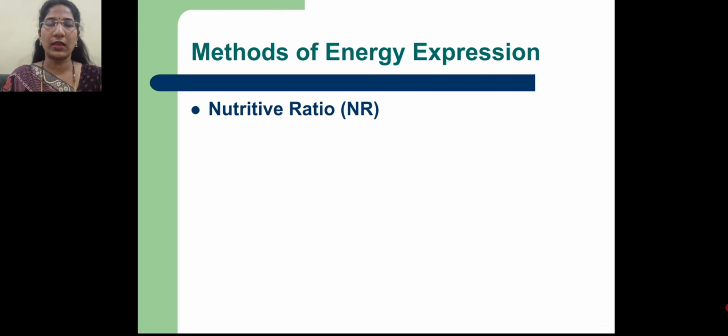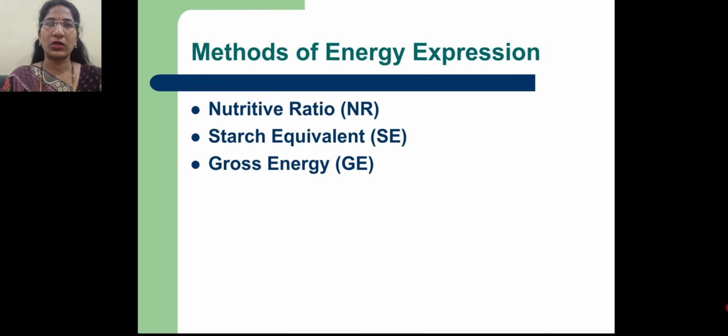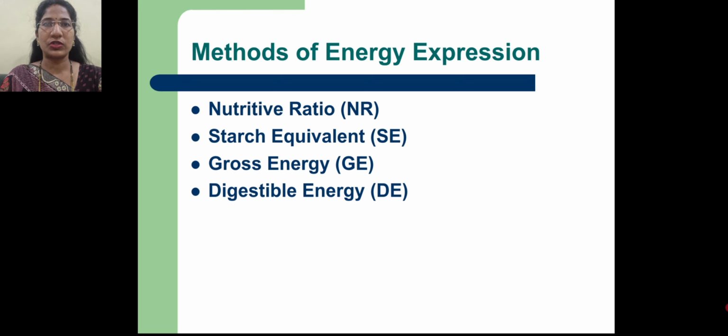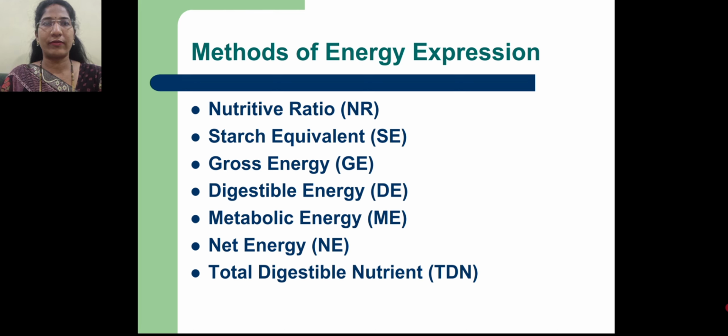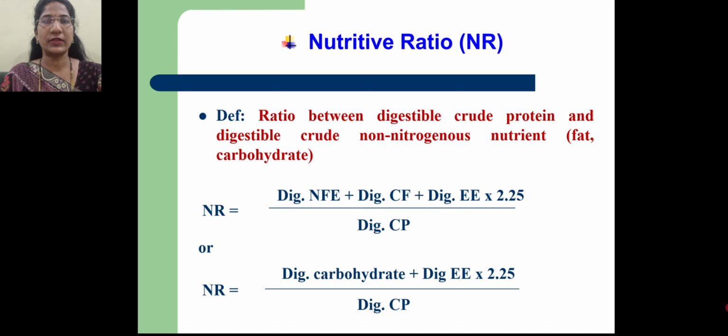They are NR, that means nutritive ratio, then starch equivalent, then gross energy, digestible energy, metabolizable energy and net energy, and after that TDN, that means total digestible nutrient. In that, the first point we have to see is nutritive ratio. Sometimes in your practical examination, the long forms of NR, GE, ME, TDN and DCP will be asked. So all of you do remember the long forms of these different methods of energy expression.